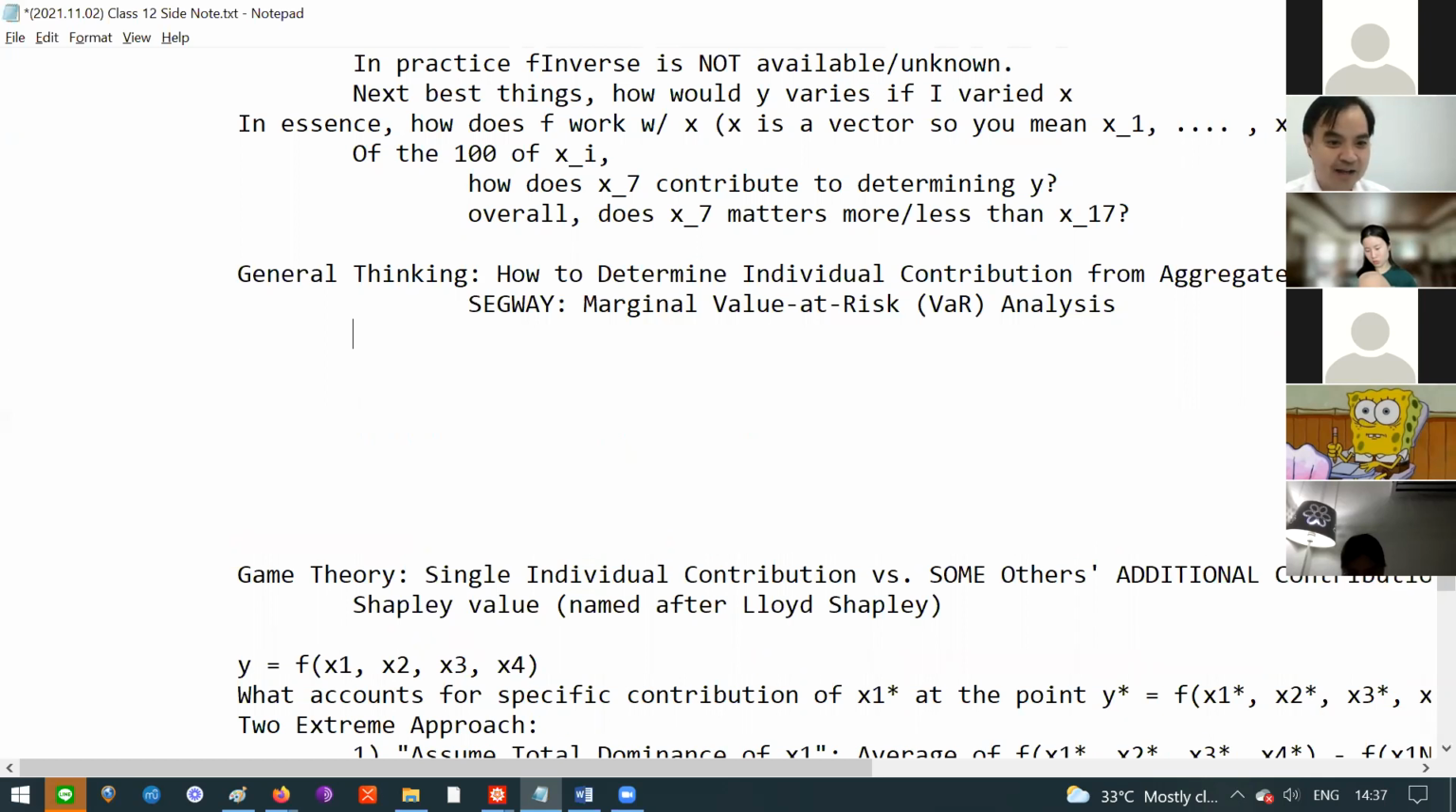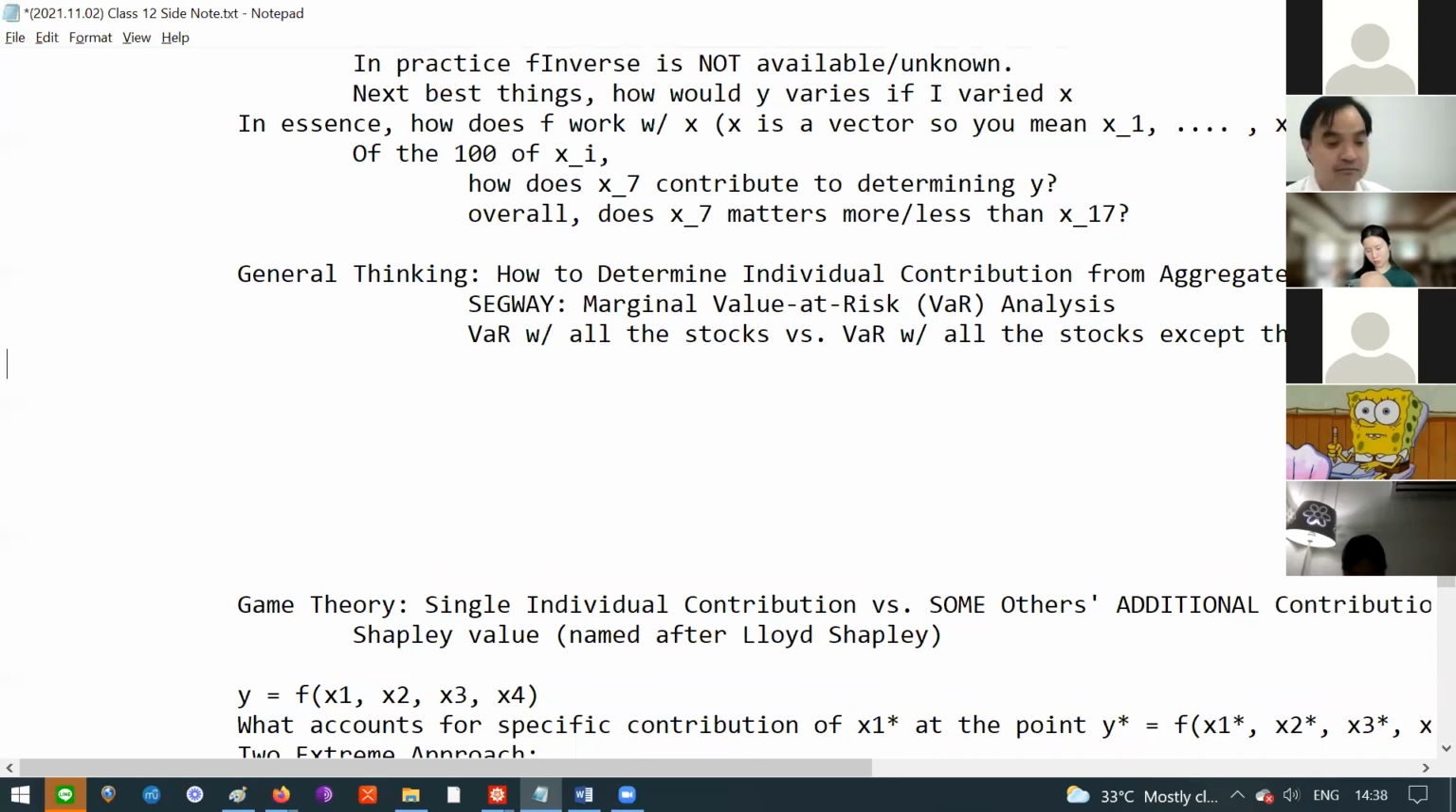So you can do something like VAR with all the stocks versus VAR with all the stocks except this one. You can do that. That means you have to do 2 calculations, right? Let's just ask in general, how would you do that? Well, if the process is straightforward, you can do this.